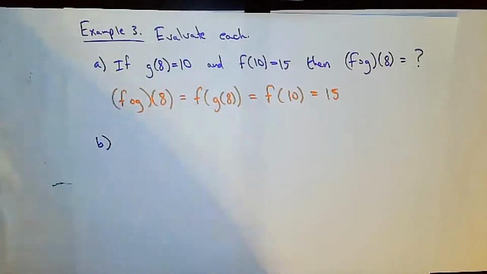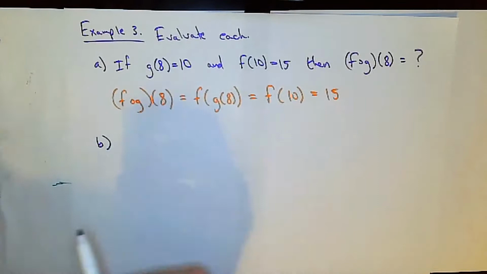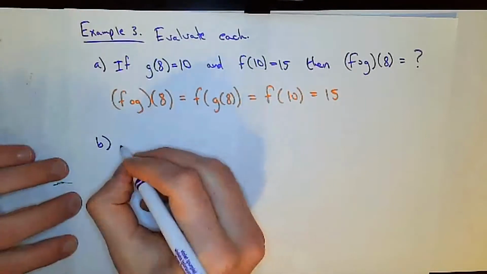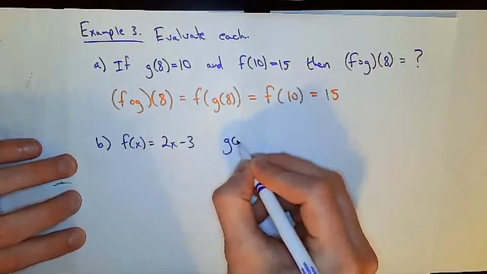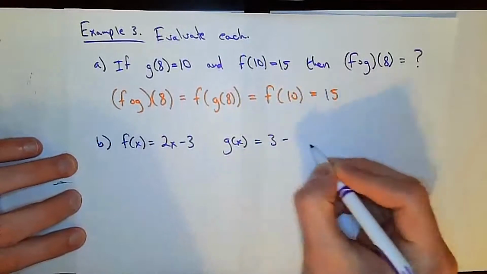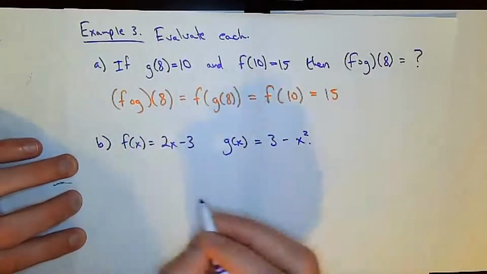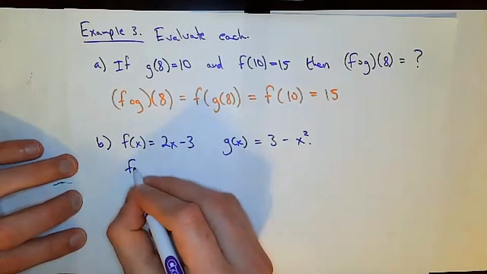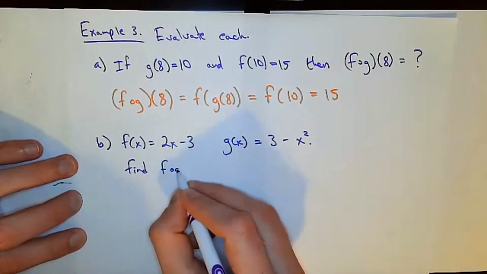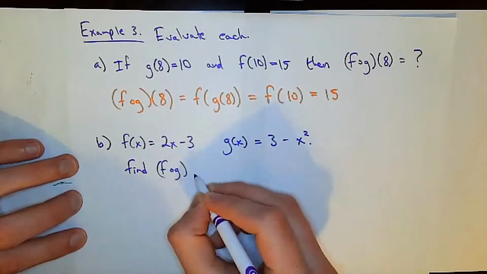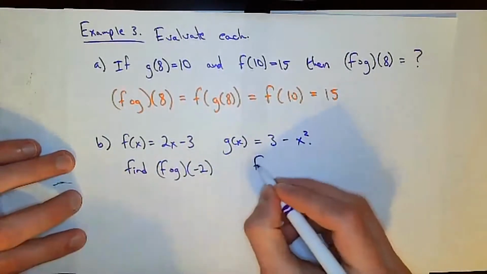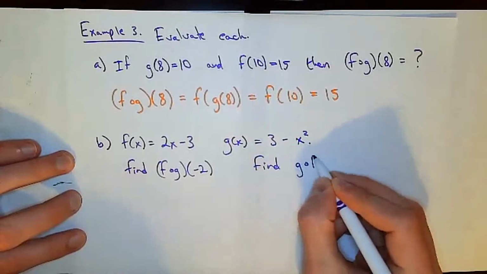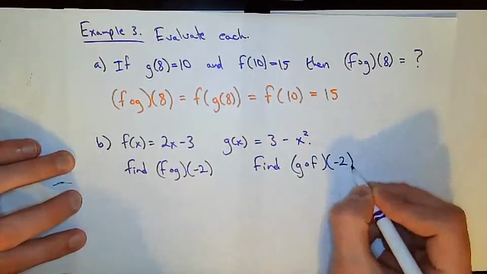All right, let's try a similar one where we're asked to evaluate at a particular number. But this time I'm going to say let f of x equal 2x minus 3, g of x equal 3 minus x squared. Let's find f composed with g at -2. And let's find g composed with f at -2.